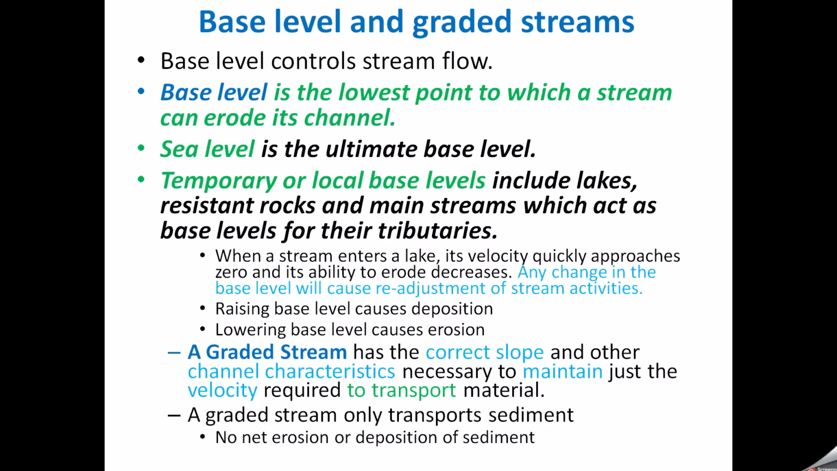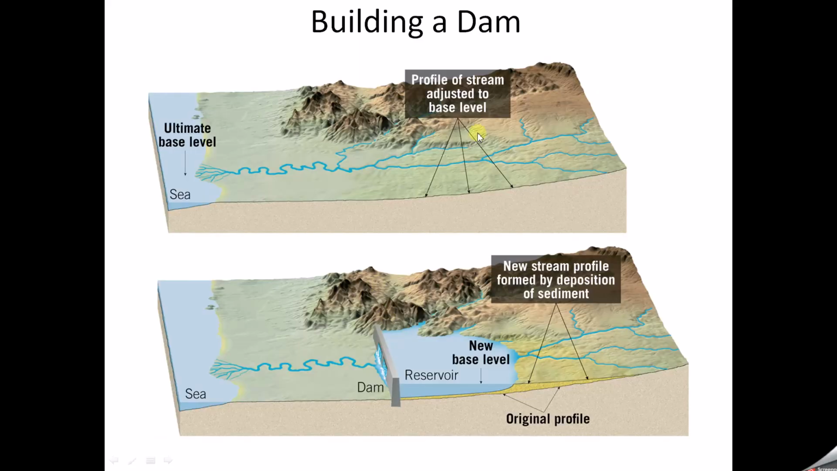Here we mentioned that raising base level causes deposition, and lowering base level causes erosion. So if we build a dam here on this graded stream, that means we raise the base level. What will happen here? Deposition. Rivers will start depositing sediments at the upper levels of the valley. So the stream readjusted itself.